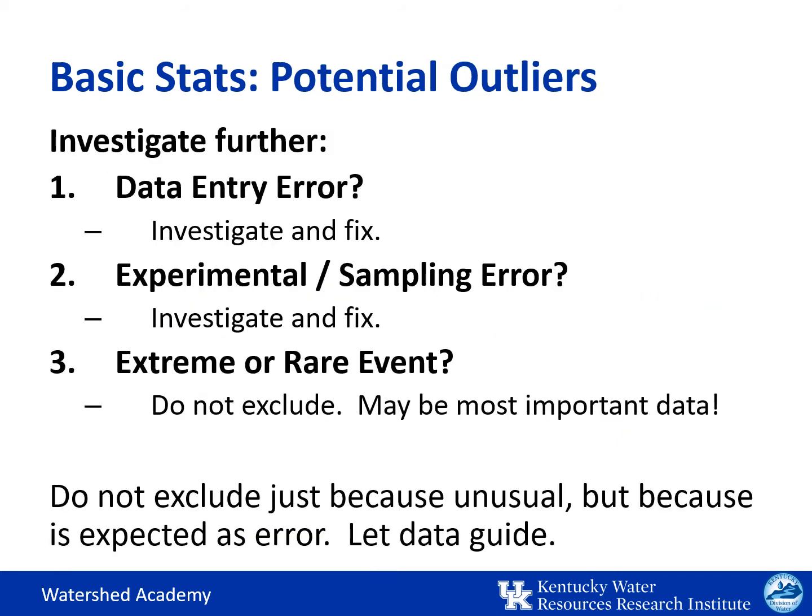Potential outliers should not be excluded from the data immediately. In fact, they may be the most significant finding in the dataset. Rather, they should be investigated to see if there's a typo, some sort of lab error, or something out of the ordinary occurred during the collection. For instance, if it was a storm event or very turbid data that was collected. Outliers should only be excluded if they are suspected to be in error.